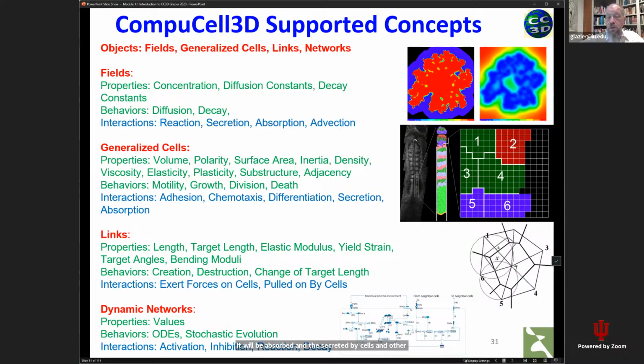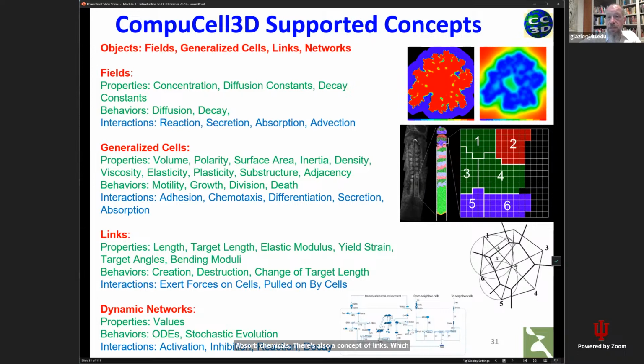There'll be cells and what are called generalized cells, which could represent, for example, components of cells like the nucleus. They'll have basic things like volume, surface area. They'll have more biological concepts, typically like polarity or planar polarity. And they'll do things like move, grow, decay, divide. They'll be able to stick to each other. They'll be able to respond to chemical fields. They'll change type. They'll secrete chemicals. They'll absorb chemicals. There's also a concept of links, which we'll get to next week.